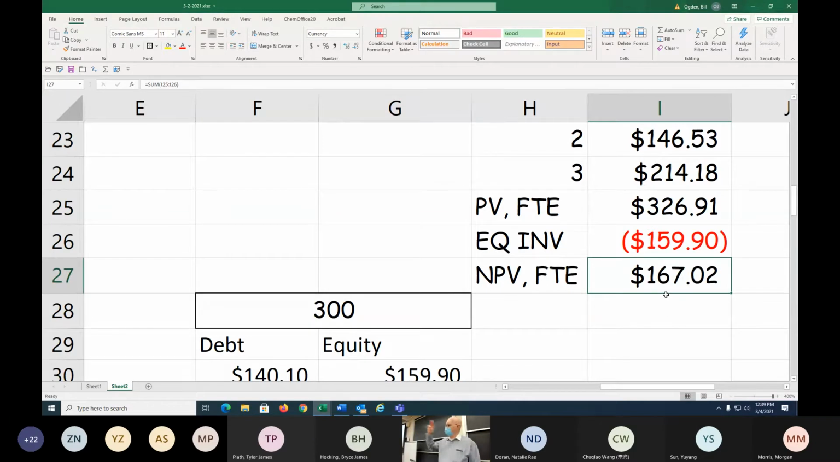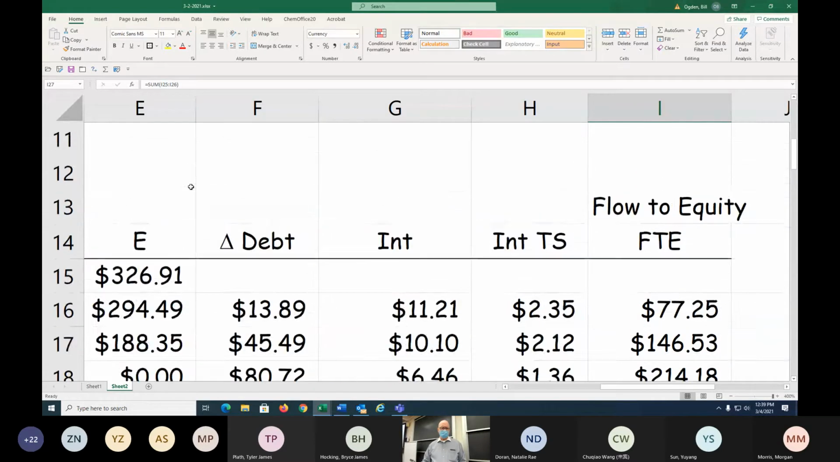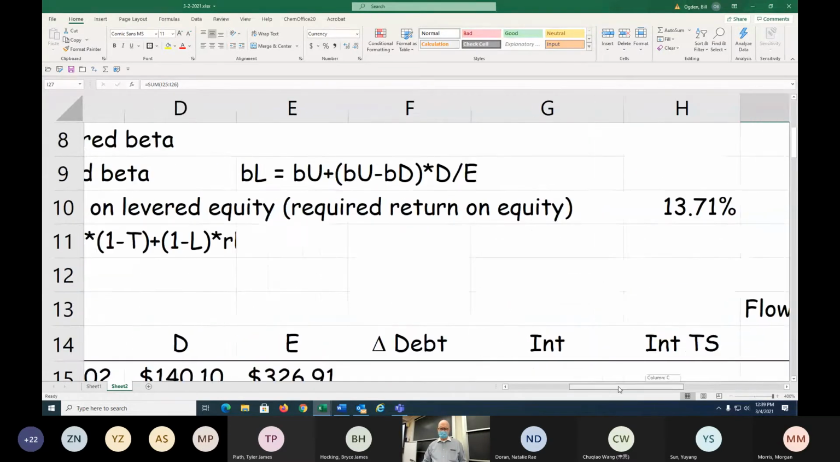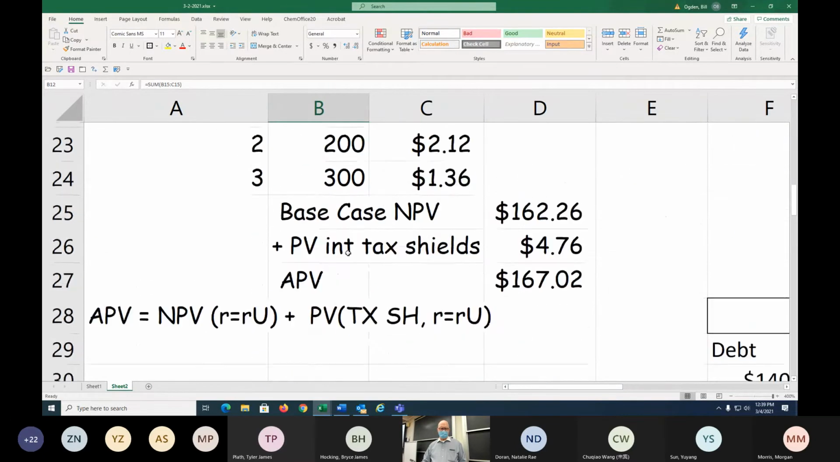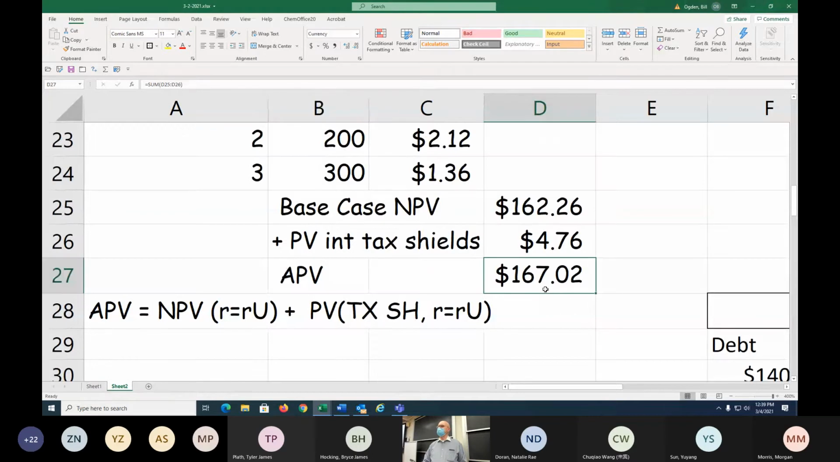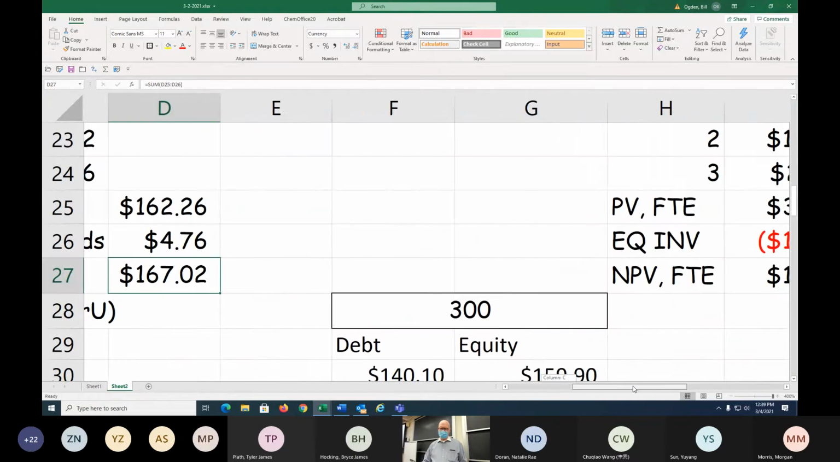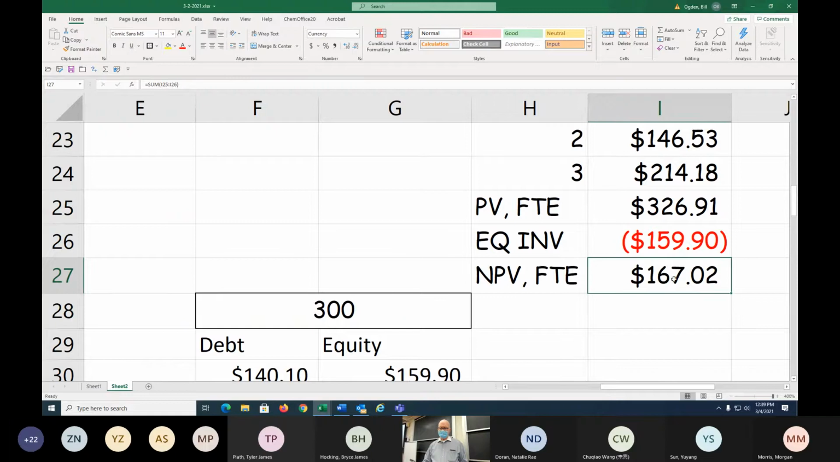How about this is time number 3 that number has appeared? Time number 1, that was our NPV, wasn't it? Time number 2, that was our APV, wasn't it? And time number 3, this is our NPV of the float equity. So under the same assumptions, all methods lead to the same value, period.